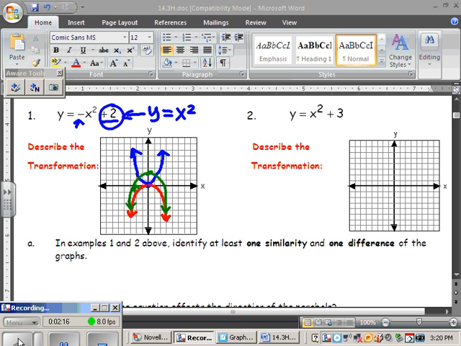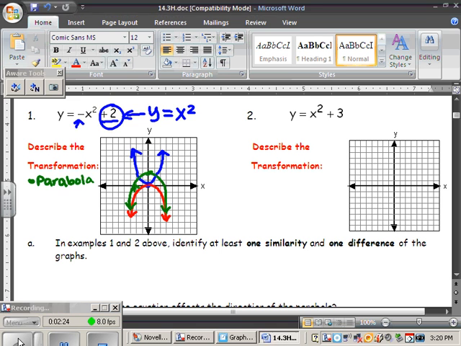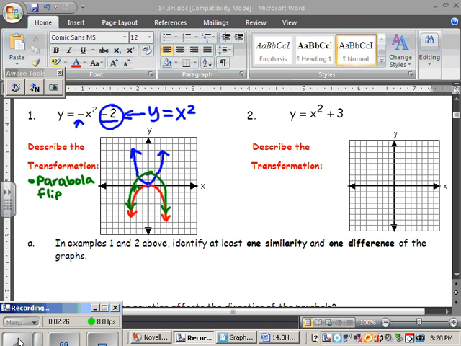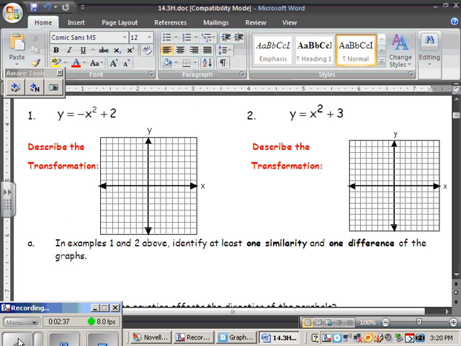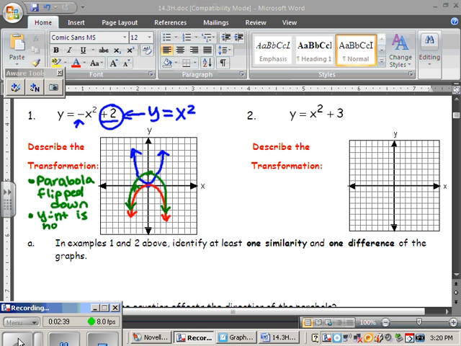Okay, so two things happened in this one. Number one, the parabola flipped down. And number two, the y-intercept is now 2. So it moved up.